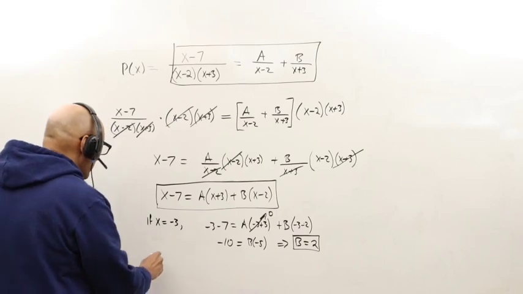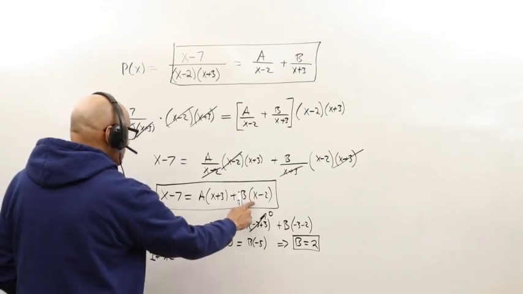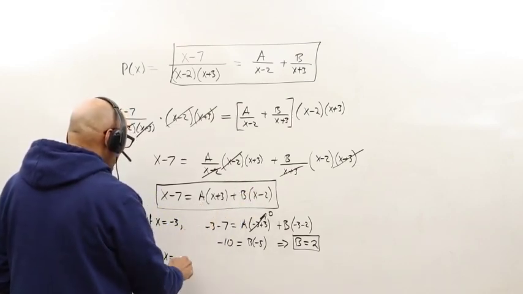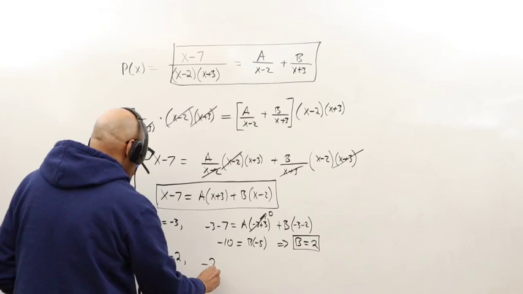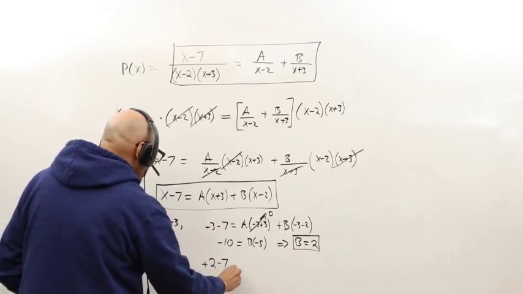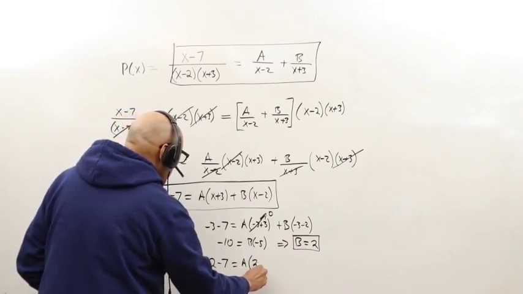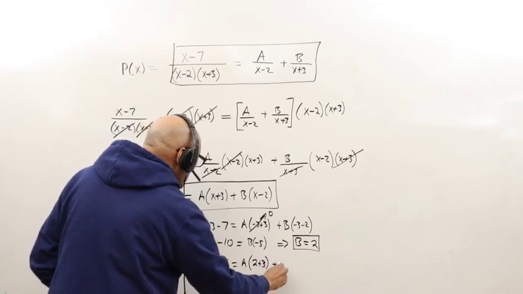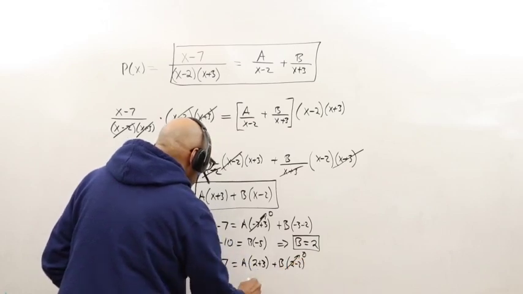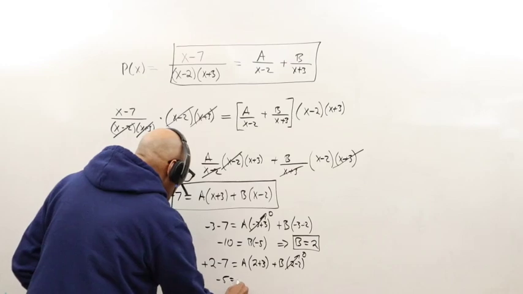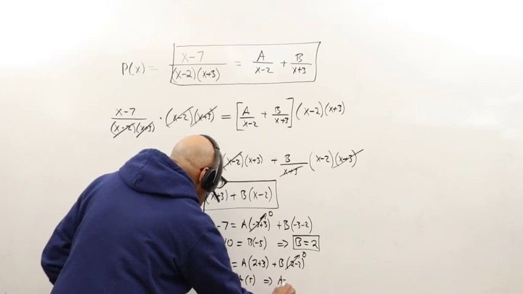So we can repeat the process again. If x is equal to 2, this whole term becomes 0, then we can solve for a. If x is equal to 2, then we have 2 minus 7 is equal to a times (2 plus 3) plus b times (2 minus 2). This whole term is 0. And so we're left with negative 5 is equal to a times 5, which says that a is equal to minus 1.